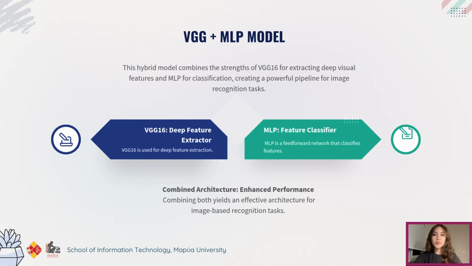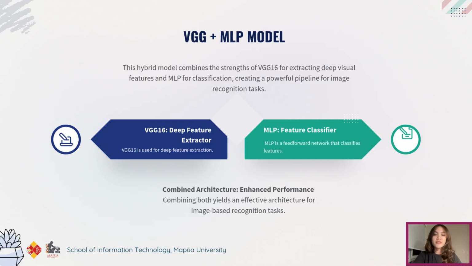In our project, we proposed the VGG and MLP hybrid model for image recognition tasks. The architecture combines the strengths of two powerful neural paradigms: the VGG component, which extracts rich, hierarchical, and highly discriminative visual features from raw image data, and the multi-layer perceptron, which learns the complex mapping between extracted features and object classes. The MLP performs the final classification by taking abstract, high-level representations from VGG16.